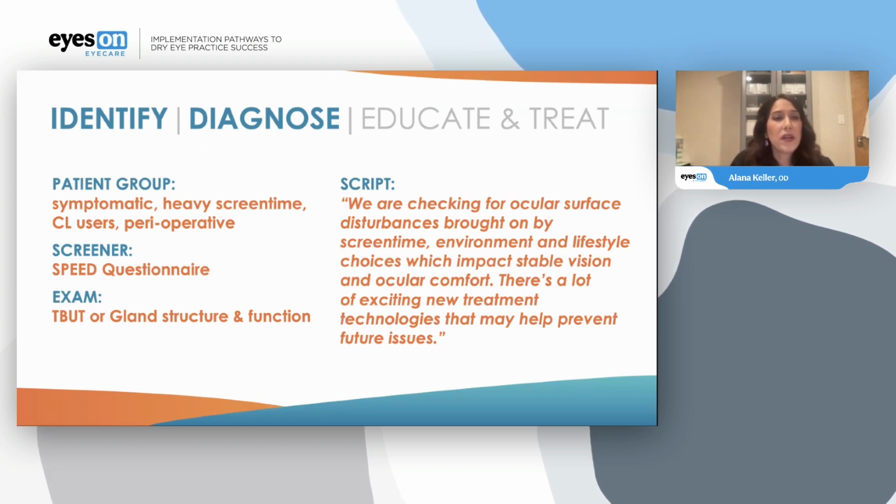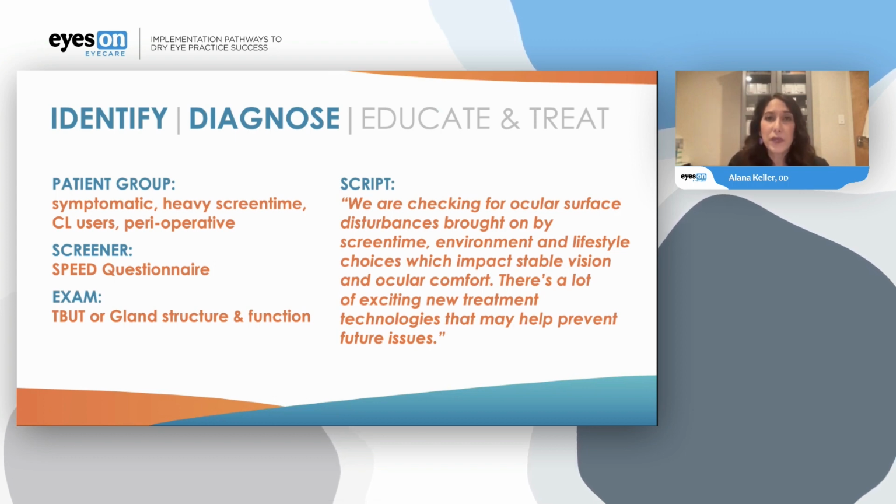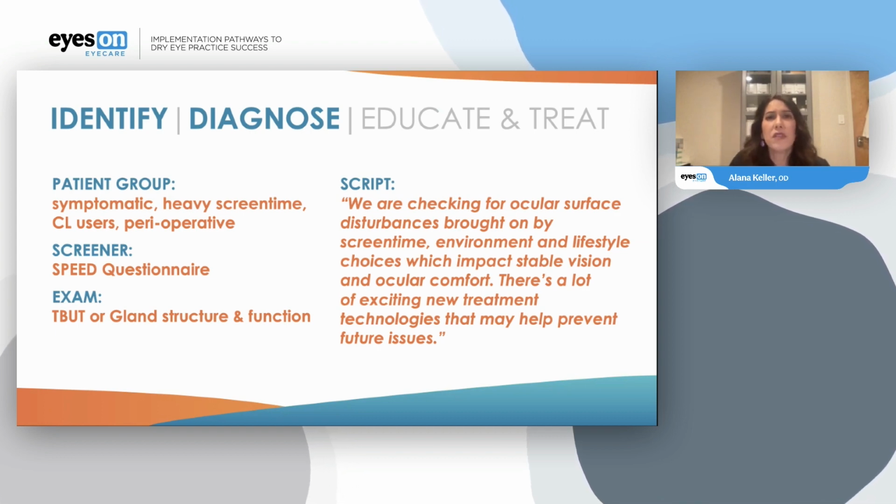So these are some of the things that you want to have in place. You want to identify patients through a SPEED questionnaire or a dry eye questionnaire. I personally like the SPEED questionnaire because it incorporates a few extra symptoms that the other ones don't incorporate, that I usually see with dry eye patients.